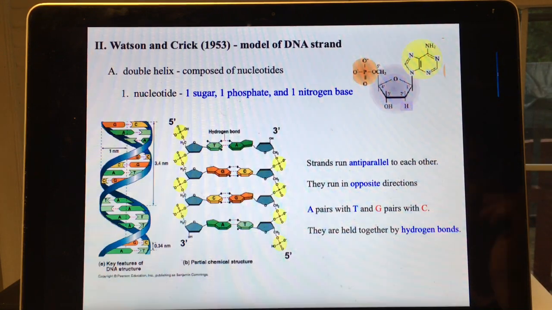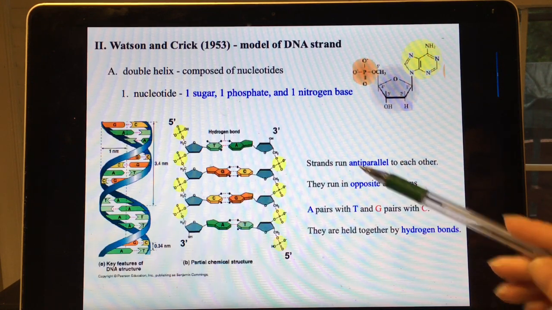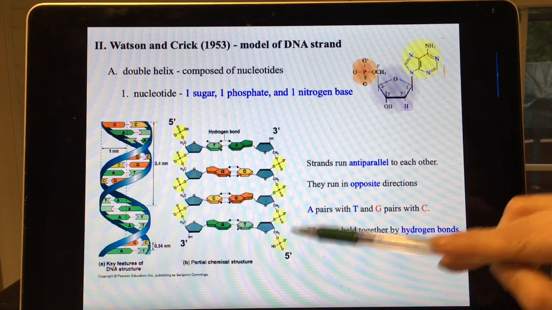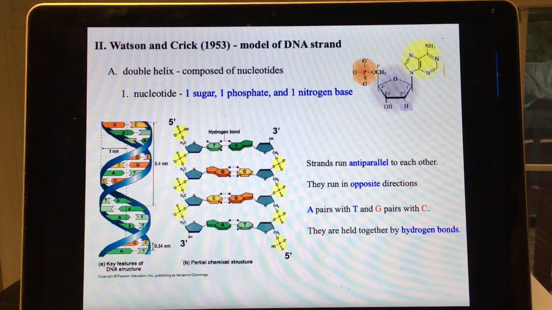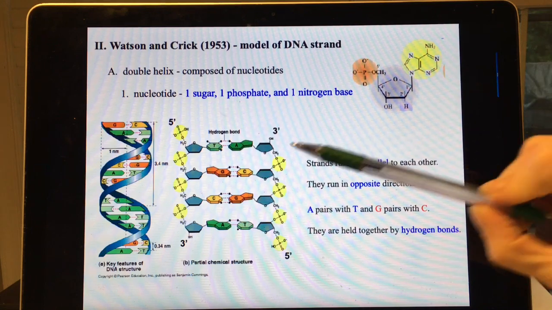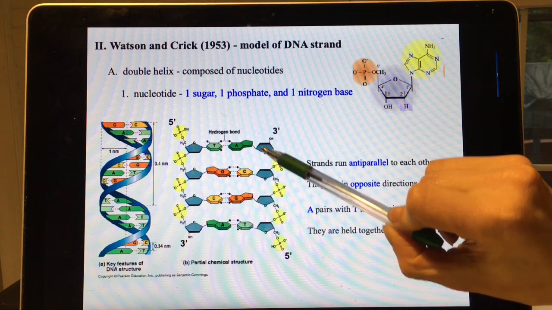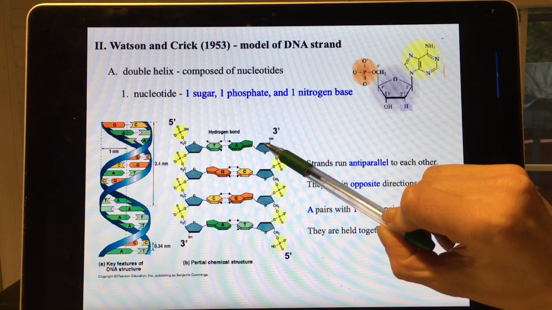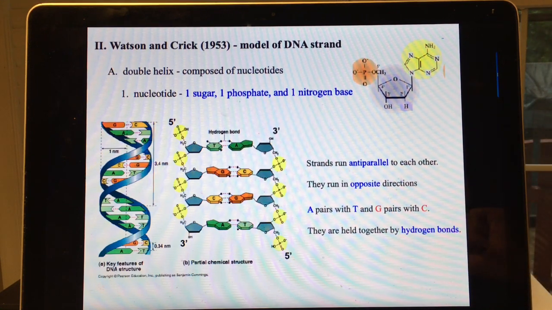Now you see a new thing on here, as well as anti-parallel. Anti-parallel is new to you, but this 3' and 5' designation, that's new. Now what that refers to is the direction of the sugar and which carbon in that sugar ring is at the end. So if you start at the oxygen in the sugar and go clockwise, so this way, and you count the carbons, the first carbon is here, second carbon is here, and third carbon is here, which is why this is labeled the 3' end.